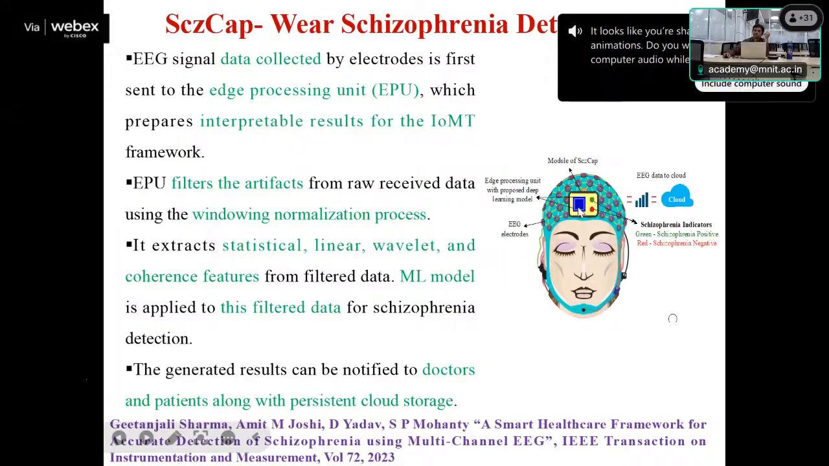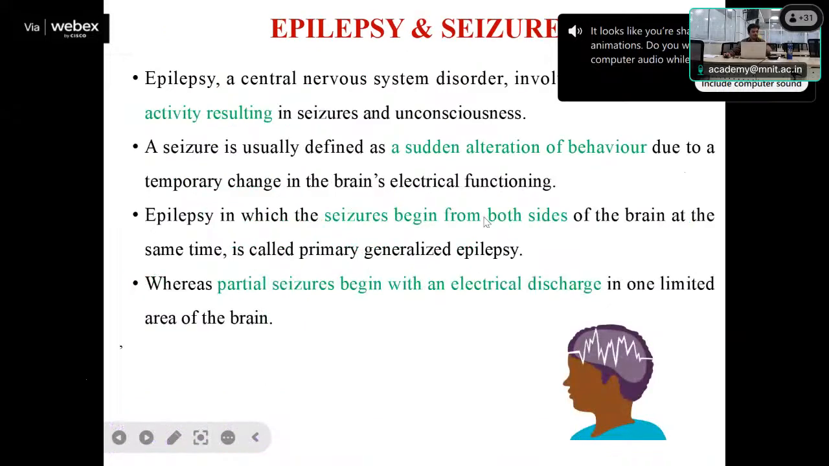There is an edge processor where the ML model is developed inside this particular cap only, through which you can identify the condition very easily. Now, epilepsy is also a very prominent problem, where you will observe sudden alteration in behavior. So, epilepsy and seizure: epilepsy is a recurrent episode, and a seizure is the instant where this occurs. Recurrent seizures are what we can consider epilepsy.